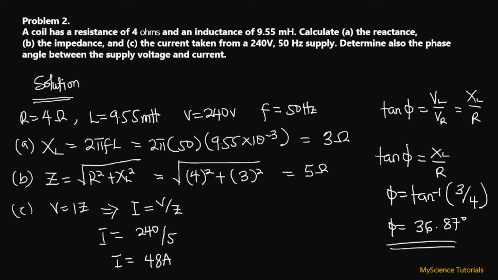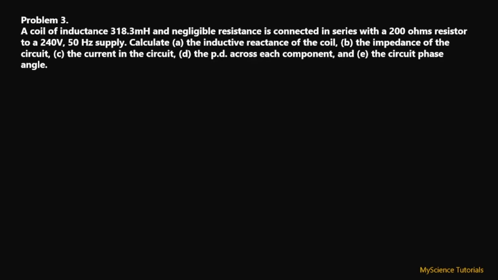Now let's have a look at one final example. We have a coil of inductance 318.3 millihenry and negligible resistance connected in series to a 200 ohm resistor and a 240 volt 50 hertz supply. We are to calculate the inductive reactance of the coil, the impedance of the circuit, the current in the circuit, the potential difference across each component, and then the phase angle. So this is very easy. Let's go ahead and write down our solution.